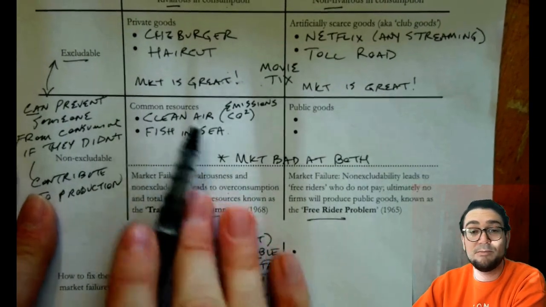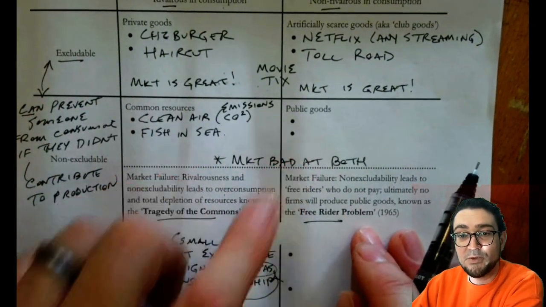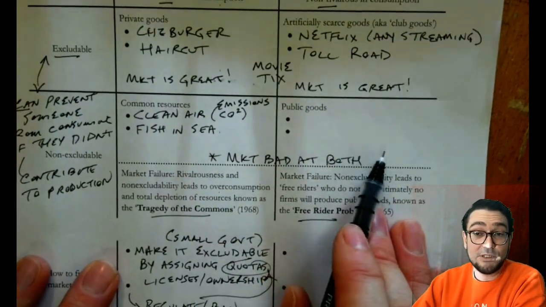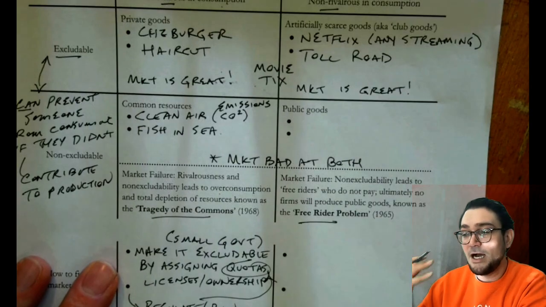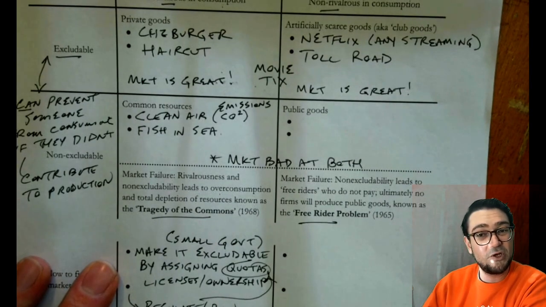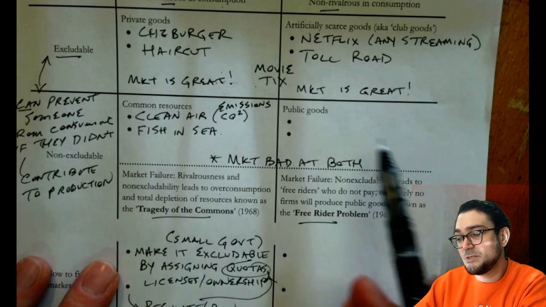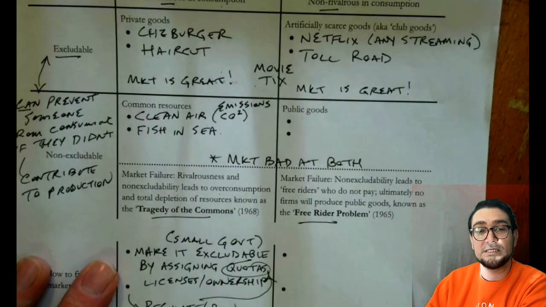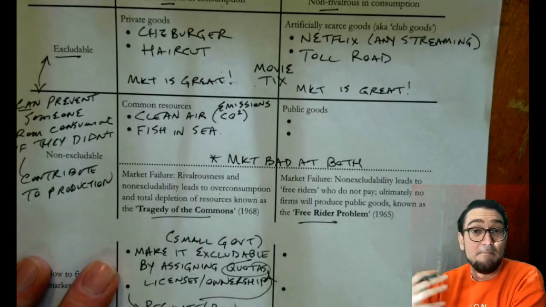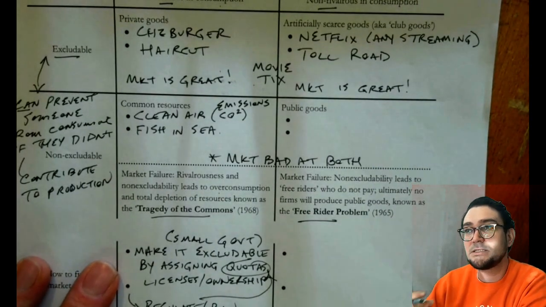And obviously for this one, the market leads to overconsumption. For this one, the problem is companies don't produce these because nobody pays for them. If there's not really an easy way to exclude the good, and especially if it's non-rivalrous, then we're not going to run out of it. The problem is companies don't want to make it, right? They're not going to produce it because there's no value in it.